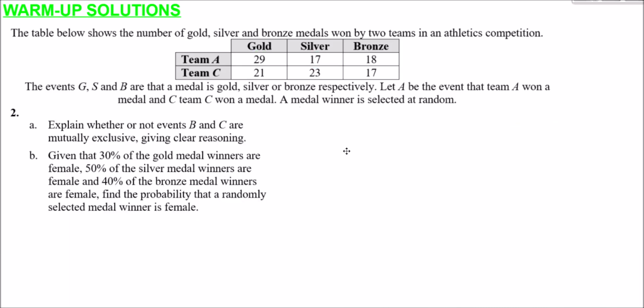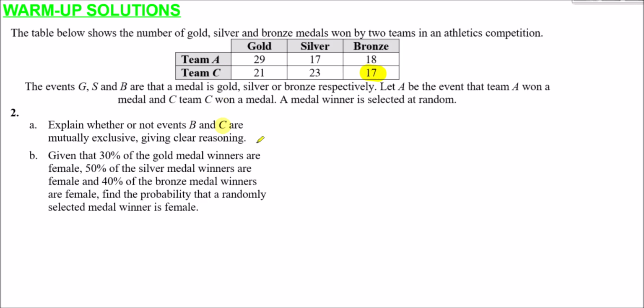Question 2, same table from question 1. It now says to explain whether or not events B and C are mutually exclusive, giving clear reasoning. Well, event C is just the event that someone happens to be in Team C. Event B is the event that someone wins a bronze medal. So if they were mutually exclusive and someone was in Team C, that would mean it'd be impossible for those people to win a bronze medal. But actually, if we see here people in Team C, then actually we had 17 bronze medal winners in Team C. So clearly they're not mutually exclusive.